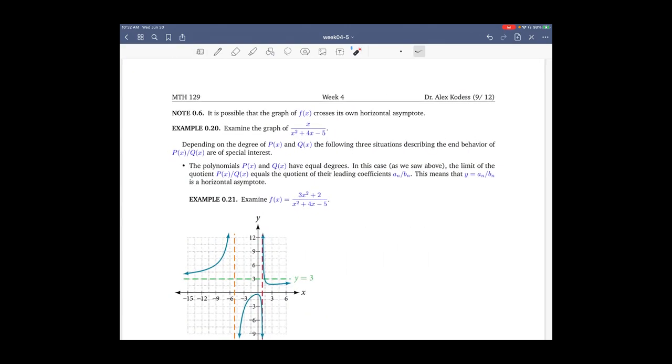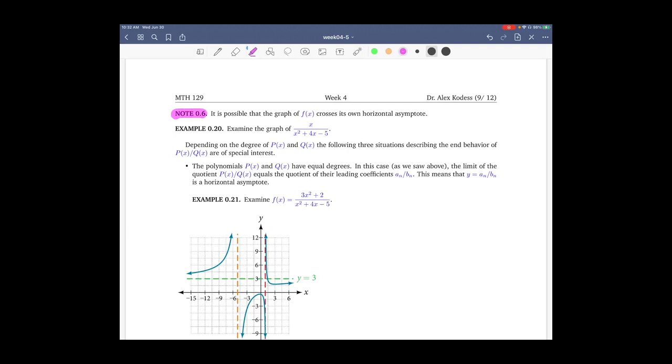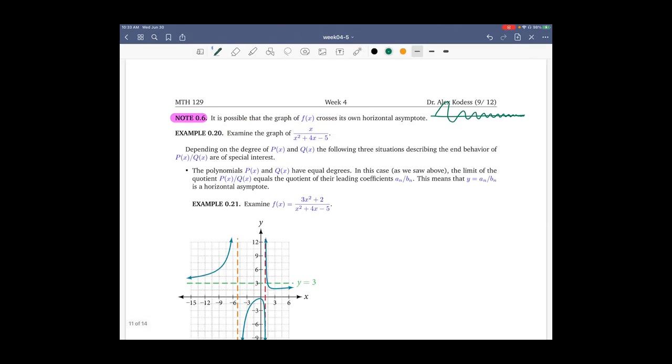All right. This here is an important comment. We already said before that it's perfectly fine if the graph of a function crosses its own horizontal asymptote. In fact, it could do that infinitely many times. There is no contradiction here. And let's examine the graph of this function, x over x squared plus 4x minus 5. Let's in particular compute the limit at infinity.